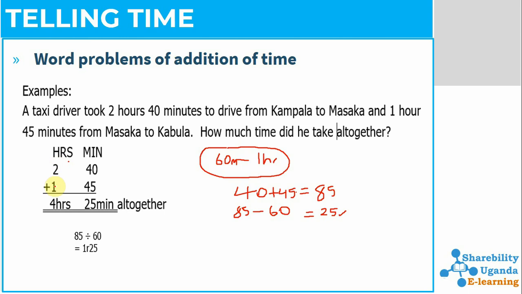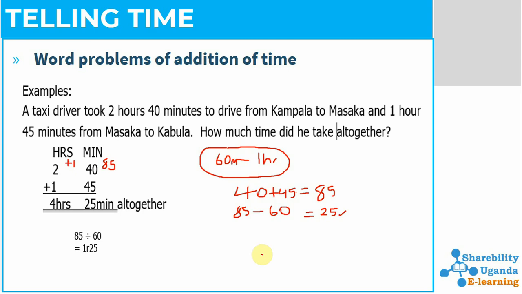So when we add 2 plus 1, we get 3, then plus the 1 hour which we got, we find ourselves getting a 4. I'm indicating this here to demonstrate it more, but in an exam you can perform your operation even outside the workspace.